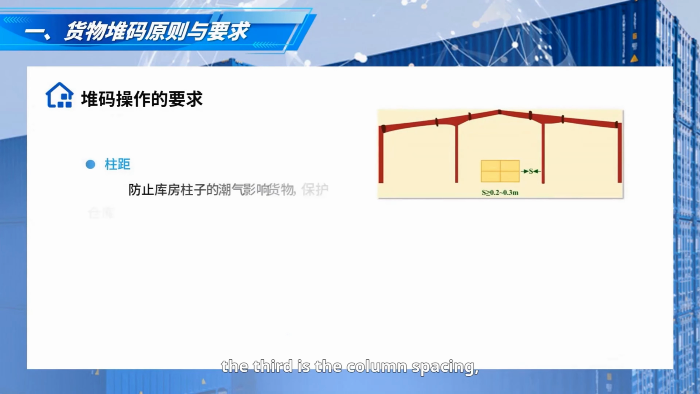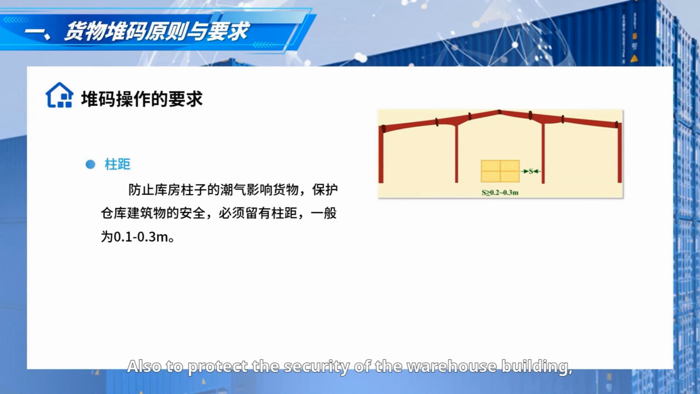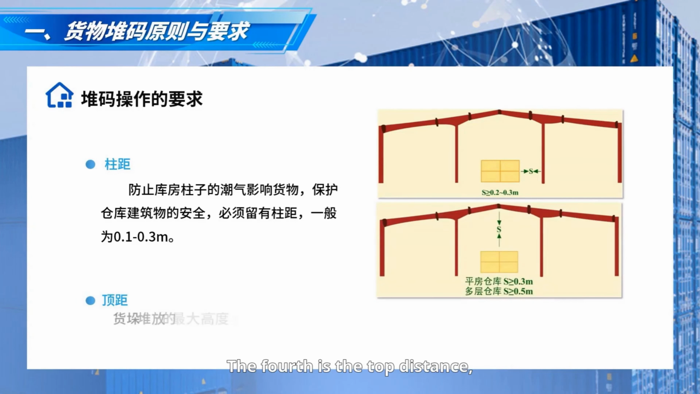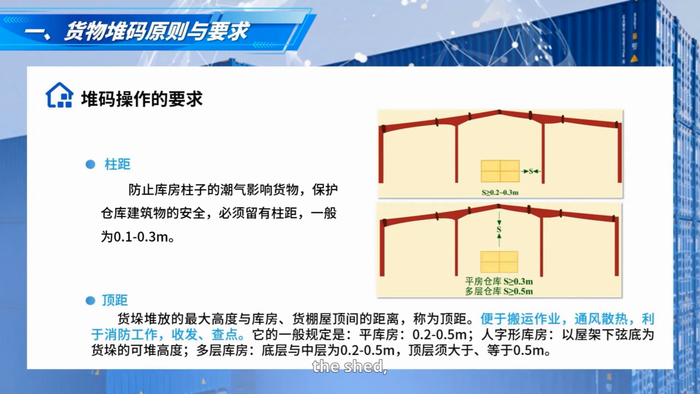The third is the column spacing. In order to prevent the moisture of the warehouse pillars from affecting the goods, also to protect the security of the warehouse building, there must be a column spacing. Column distance is the distance between the stack and the column. Generally, it is about 0.1 to 0.3 meters. The fourth is the top distance. The distance between the maximum height of the stack and the warehouse, the shed, the roof, and the beam is called the top distance. The top distance can facilitate loading and unloading operations, can ventilate and dissipate heat, conducive to firefighting. It is conducive to sending and receiving operations.